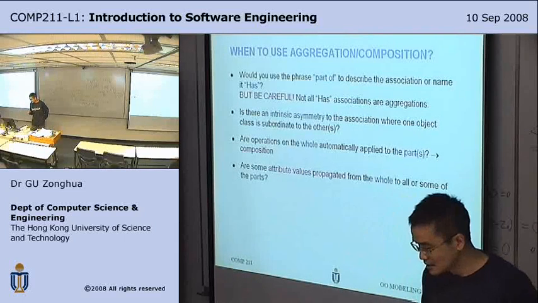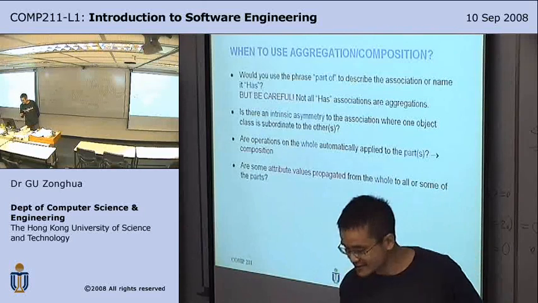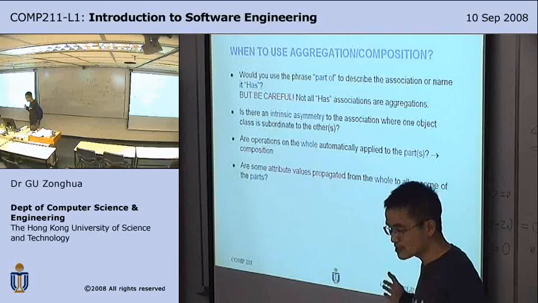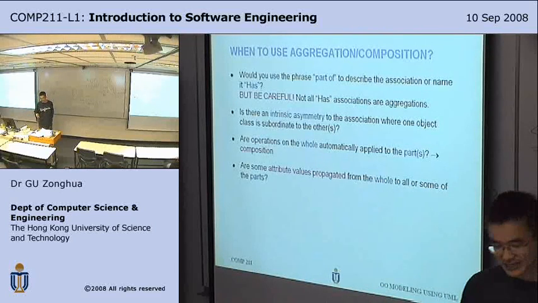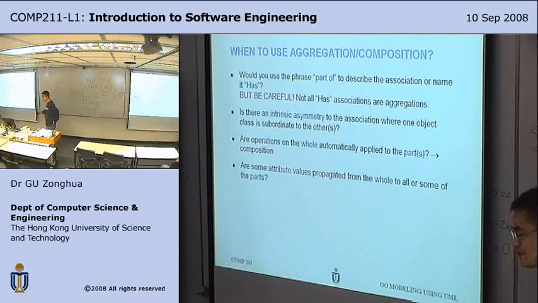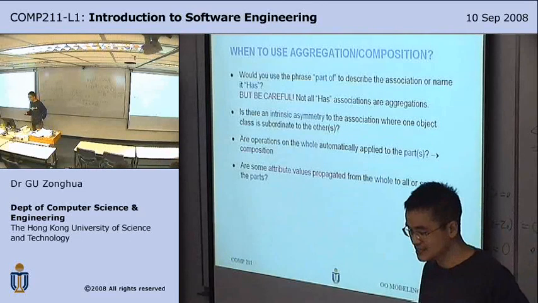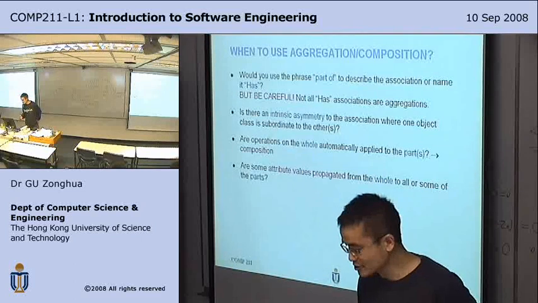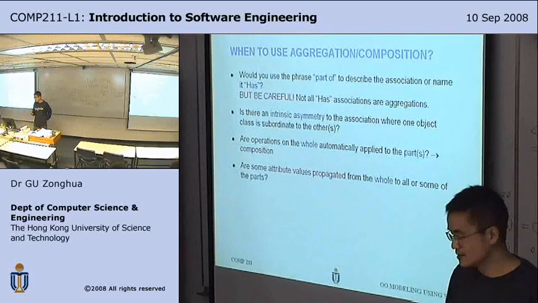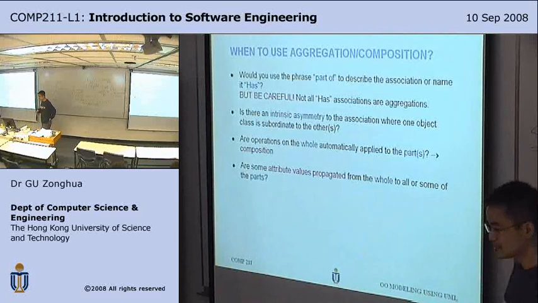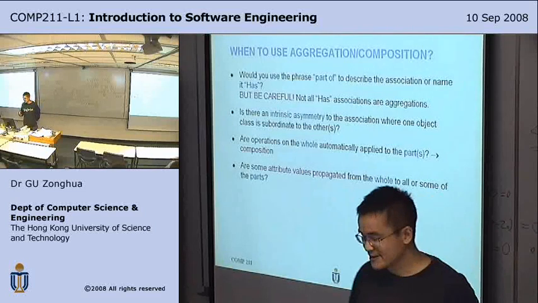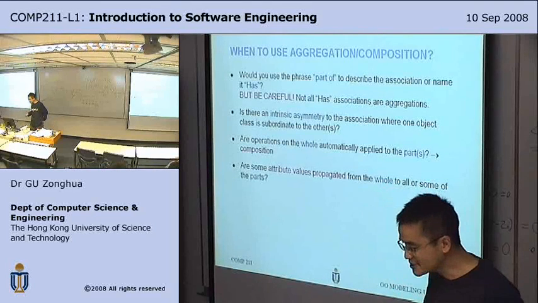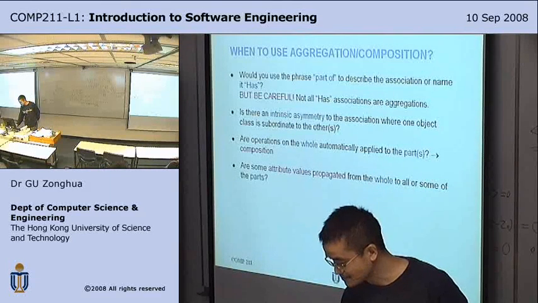So are some attribute values propagated from the whole to all or some of the parts? So for example, the course example, if the course gets changed from a 3-credit course into a 4-credit course, the course offering automatically gets changed, the attributes. But for the computer example, the attributes may not propagate directly. So if I raise the price of a computer, it doesn't mean the disk price is also raised. So the composition is really much stronger than aggregation.